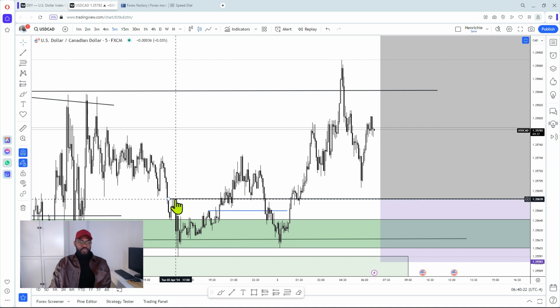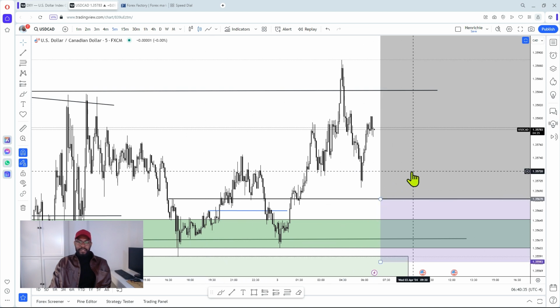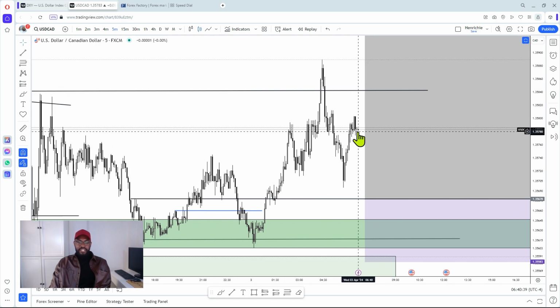So, what I do in situations like this is I use this high. This is my supposed entry. I use that as a limit order. I place a limit order right here and then a stop loss below this low, and then my take profit remains the same. So I'm going to be watching this very closely.